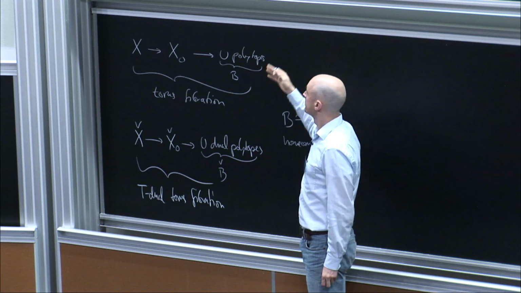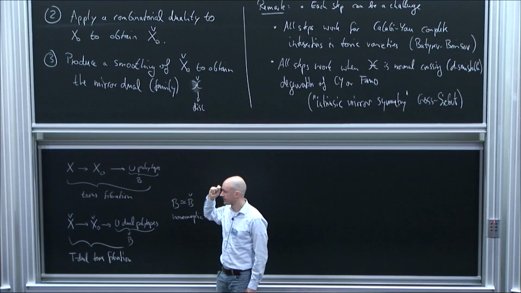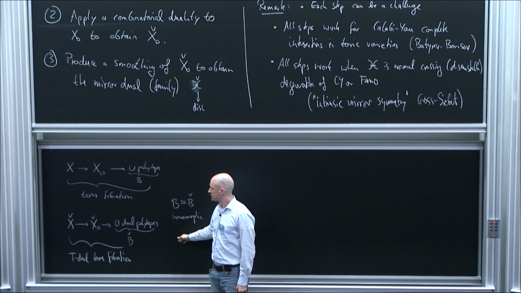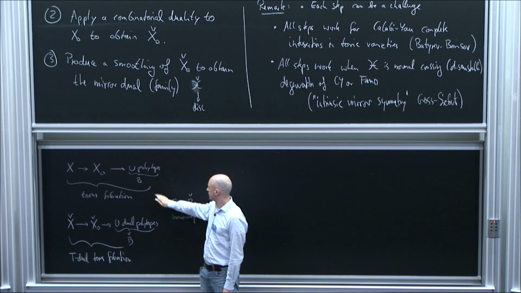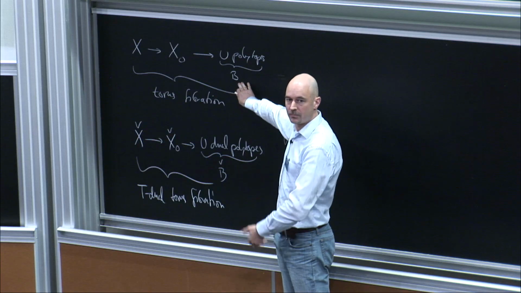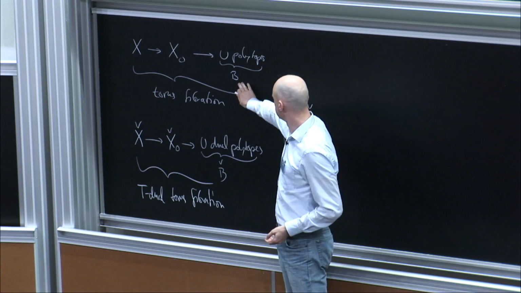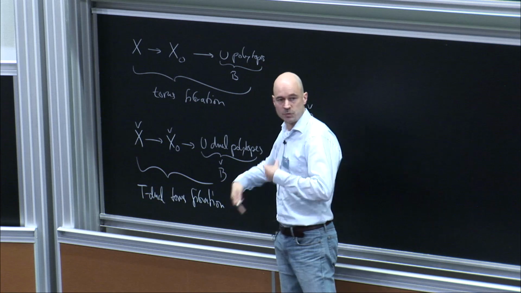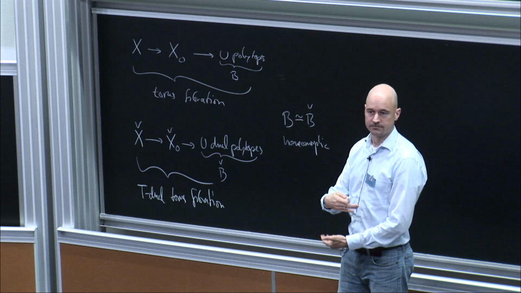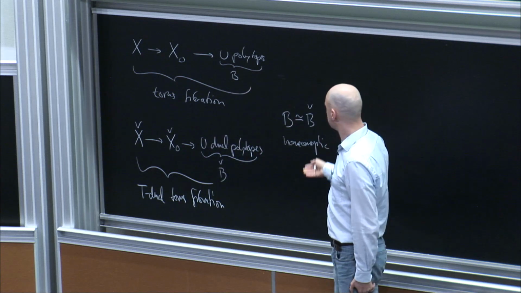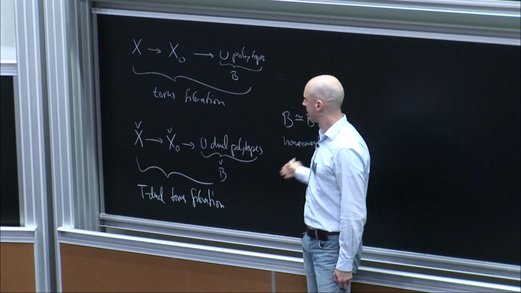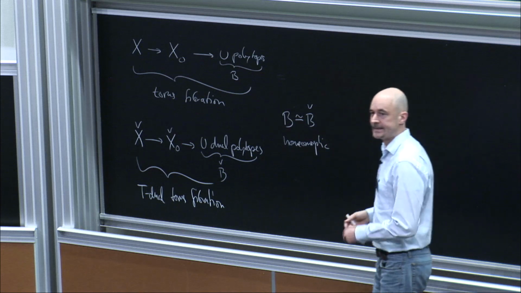That's why this is very compatible with T-duality. You naturally get those dual torus fibrations using this homeomorphism. Okay? So here, B is something like the intersection complex of the original degeneration. And then B check would be the dual intersection complex of the original degeneration, and the intersection complex of the dual degeneration. So these are homeomorphic, and then under that homeomorphism, you get these dual torus fibrations.